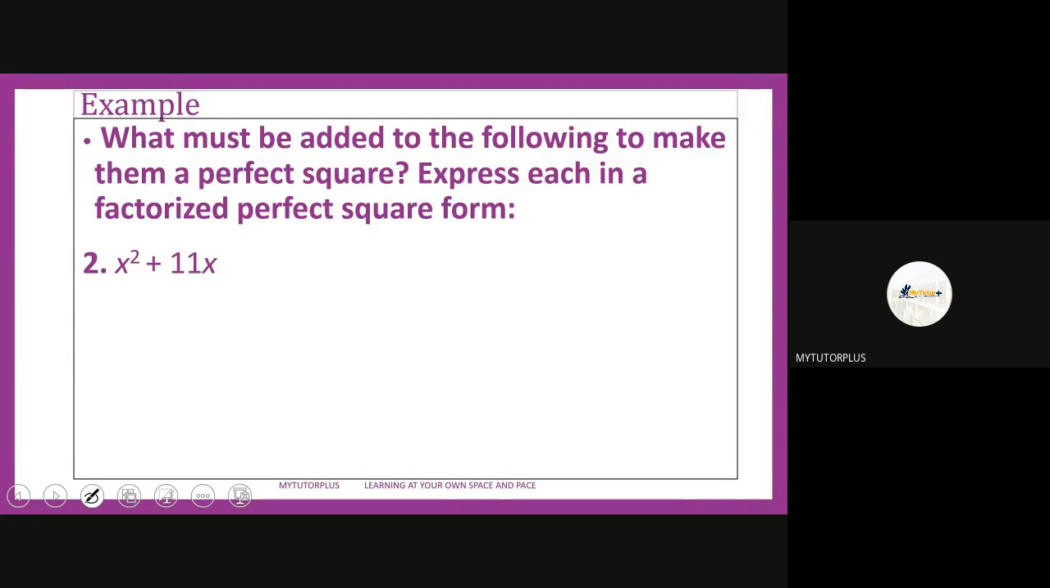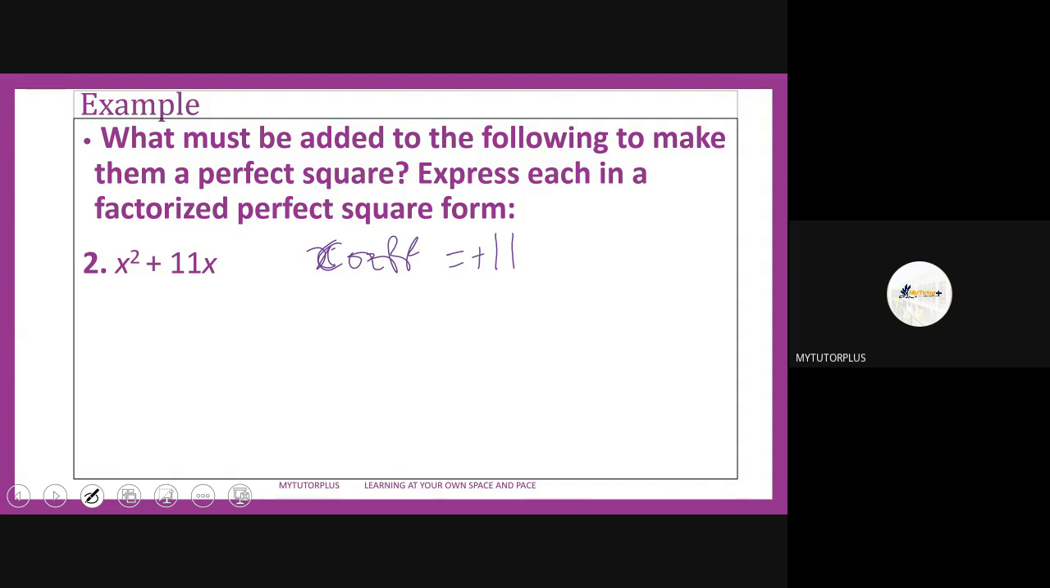Look at this next question I'm having here. The same question: what must be added to this one to make it a perfect square? Step 1, coefficient of x is equal to 11. That is plus 11. Remember, I always like students to put the sign there because if you see minus, sometimes you ignore it if you don't take care of the plus.